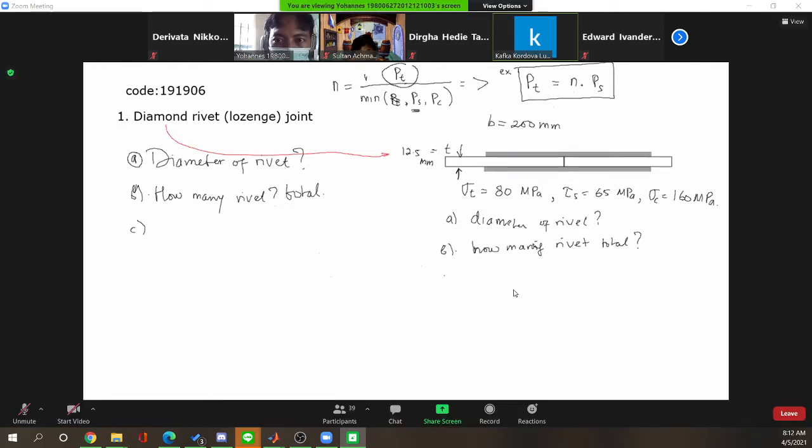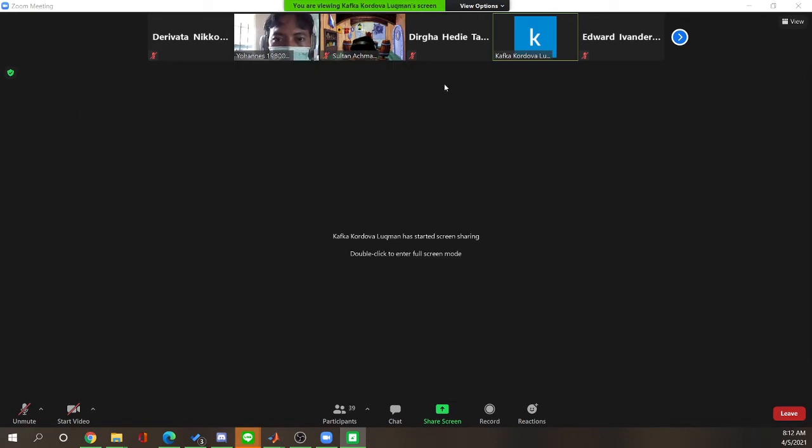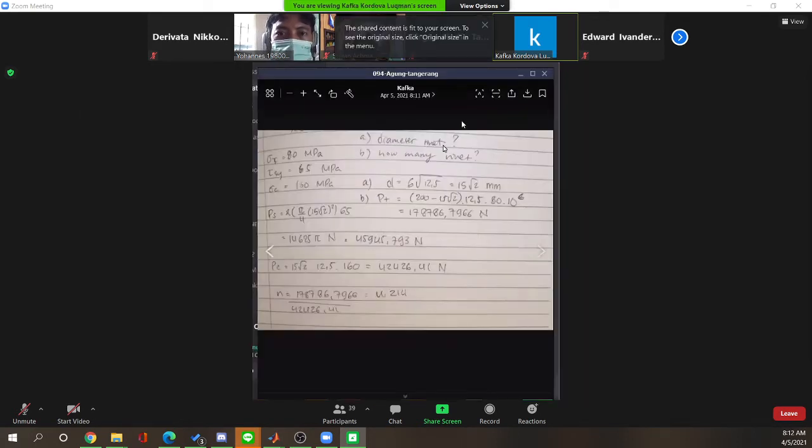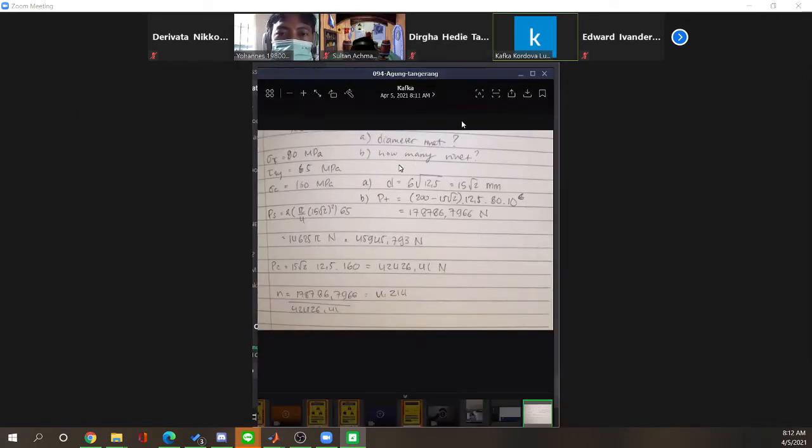Okay. So for the first question, the diameter of rivet, as you previously said, the formula is D equals 6 times the root of the thickness. So here it's 6 times the root of 12.5, which equals 15 times the root 2 millimeter.